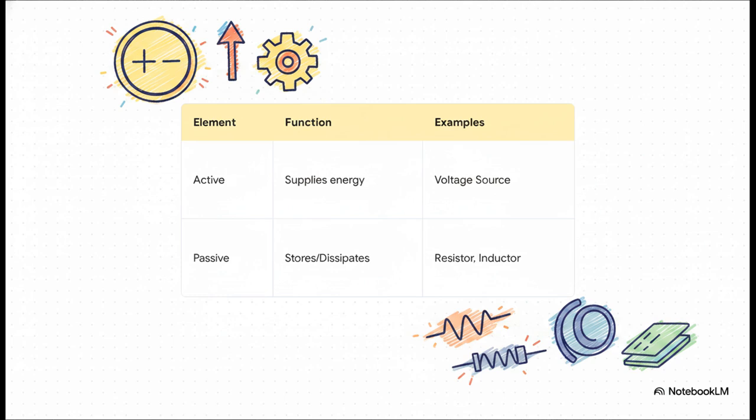On the flip side, we have passive elements. These components do not supply energy. Instead, they either dissipate it or store it. This includes things like your resistors, which dissipate energy, and your inductors and capacitors, which store it up.